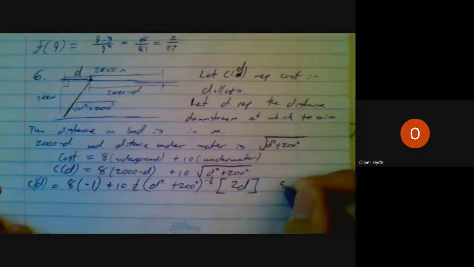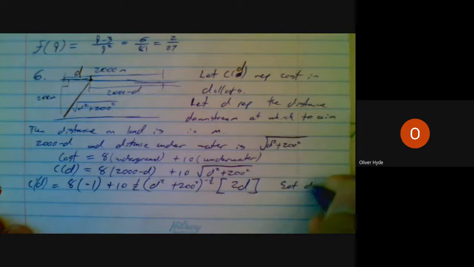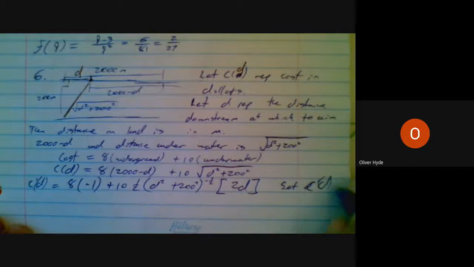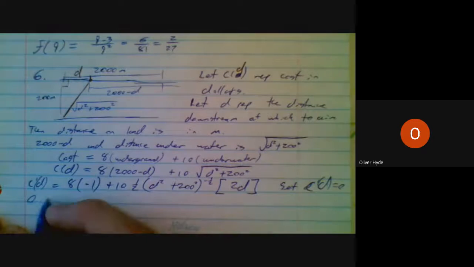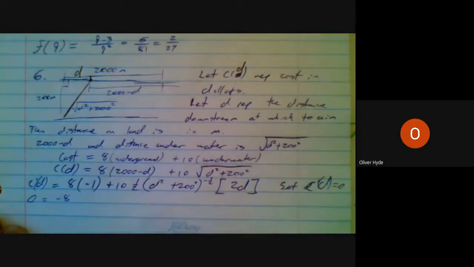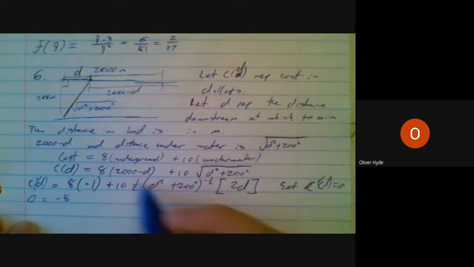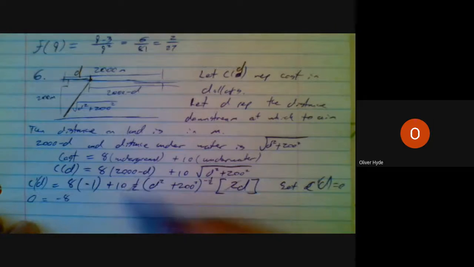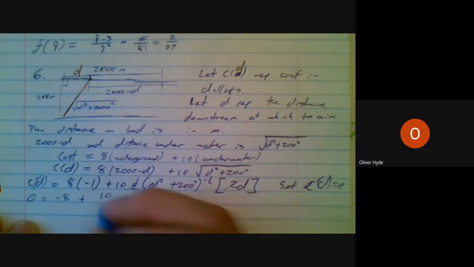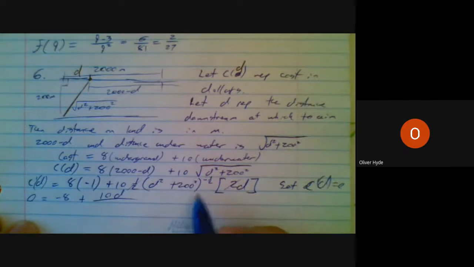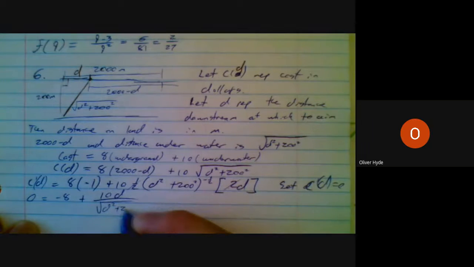Our goal here is to set c prime of d equal to 0. While I do that, I think I'm going to tidy up this function a bit. That'll be negative 8. Let's see, 10 times 1/2, or instead I decided to do 1/2 times 2. So I'll be left with a factor of 10 and d in my numerator. In my denominator, I'm going to have the square root of d squared plus 200 squared.